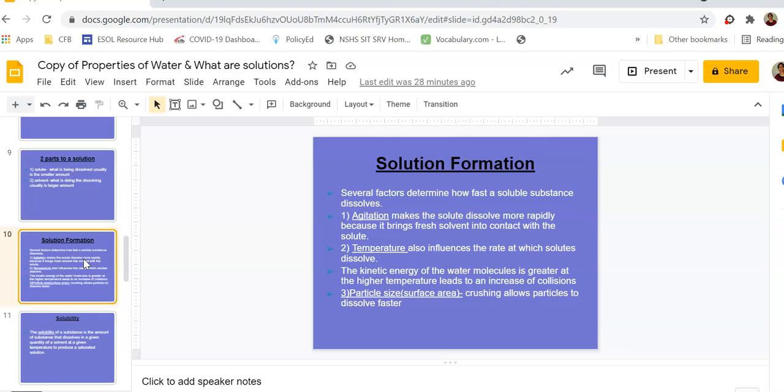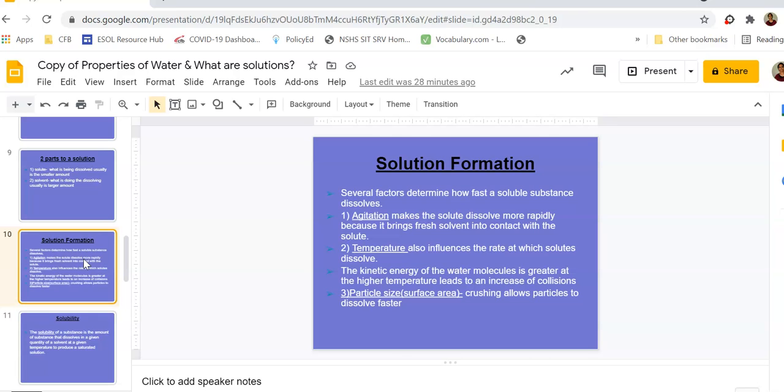So how do you form a solution? Like, how can you dissolve it? So as we mentioned before, you can use agitation or stirring. So you can just shake it or stir it with a spoon, and that's how you can get the solute to dissolve. You can increase or decrease the temperature, because when you do that, you increase the kinetic energy and you have more collisions. And when you have more collisions, you can get it to dissolve that way.